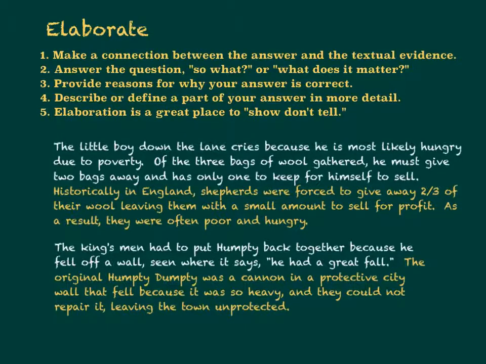So I have, the king's men had to put Humpty back together because he fell off a wall, seen where it says he had a great fall. The original Humpty Dumpty was a cannon in a protective city wall that fell because it was so heavy, and they could not repair it, leaving the town unprotected.